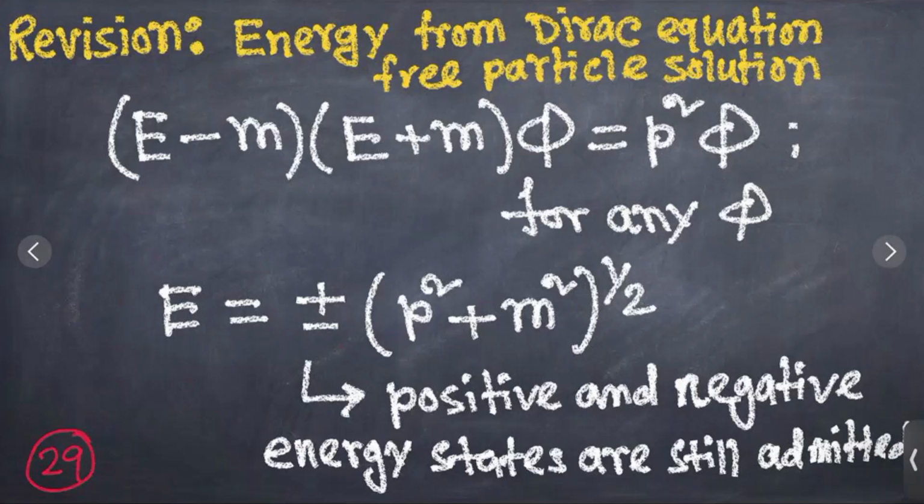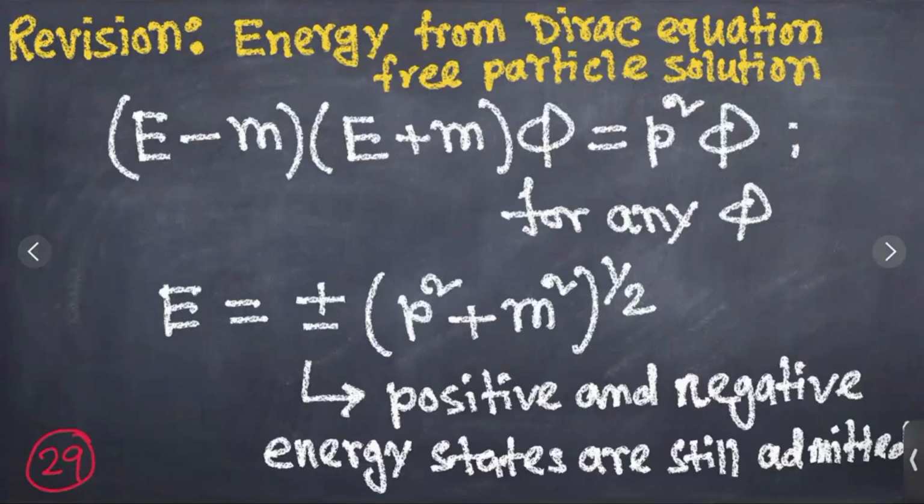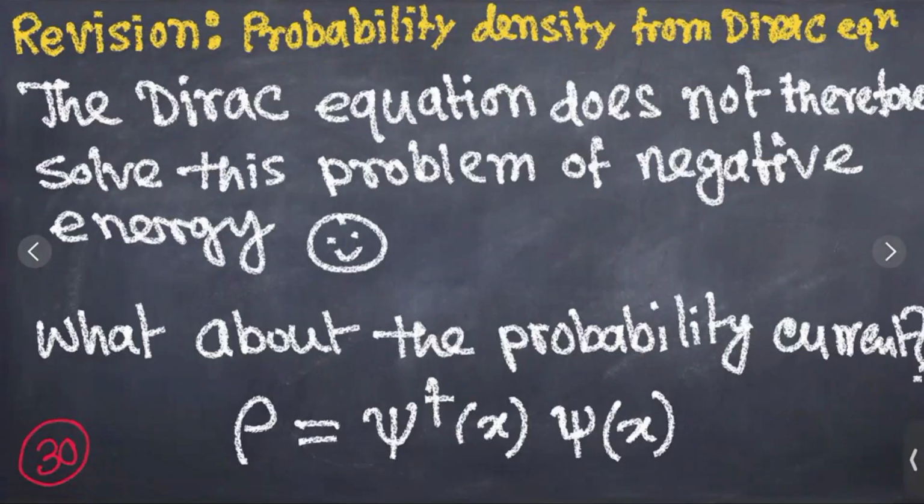But what we got till now from the Dirac equation, if you remember, we discussed this thing. The possibility of negative energy solution is still valid, is still active. But one of the important questions we started with was the probability density, which was negative in the Klein-Gordon equation.